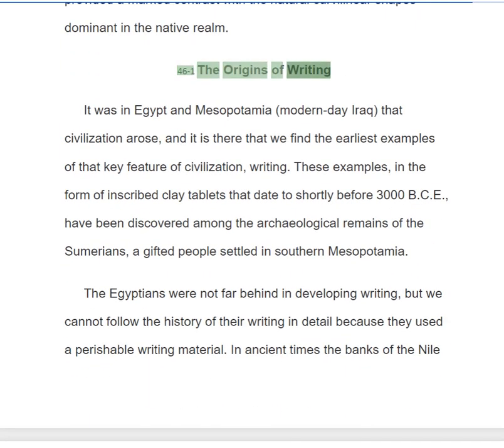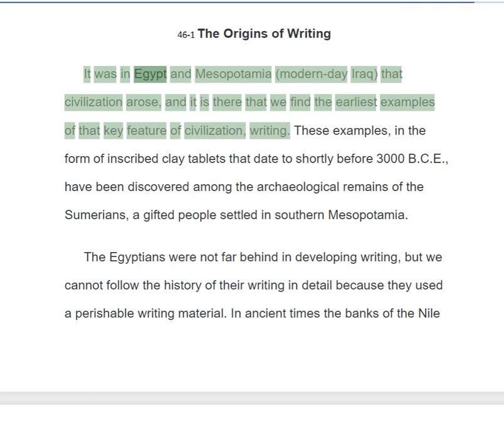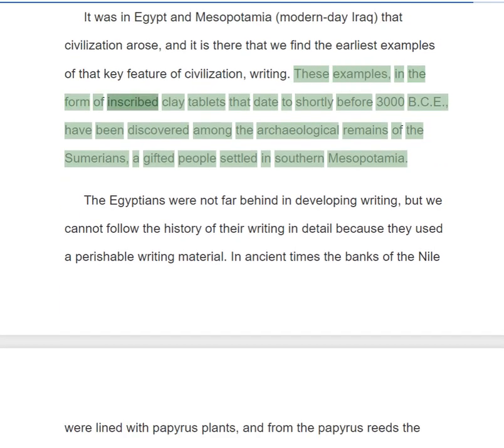46:1 The origins of writing. It was in Egypt and Mesopotamia that civilization arose, and it is there that we find the earliest examples of that key feature of civilization, writing. These examples, in the form of inscribed clay tablets that date to shortly before 3000 BCE, have been discovered among the archaeological remains of the Sumerians, a gifted people settled in southern Mesopotamia.